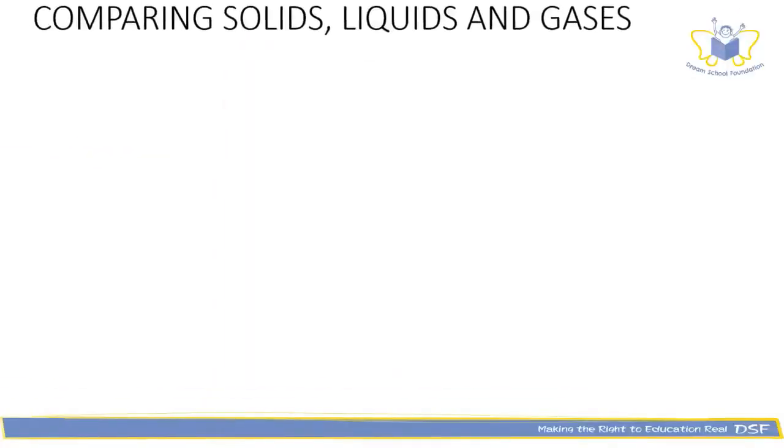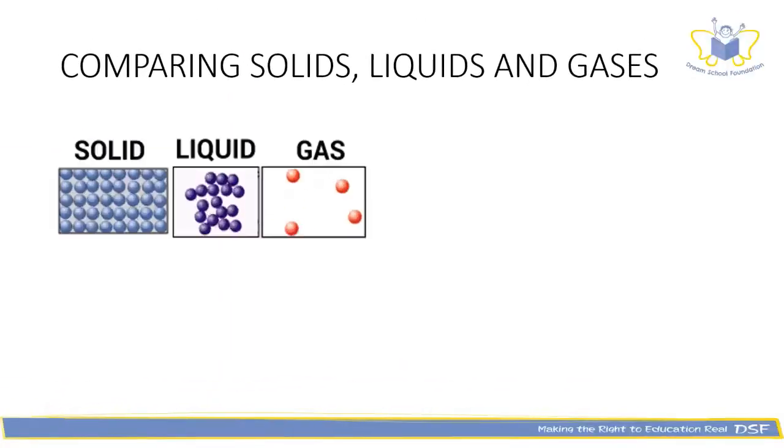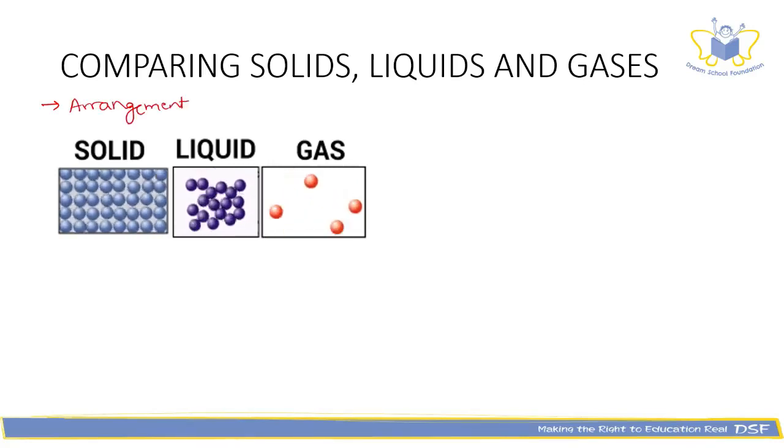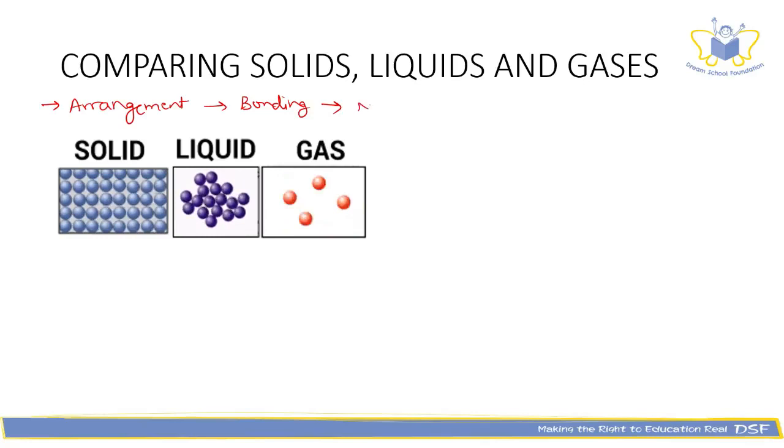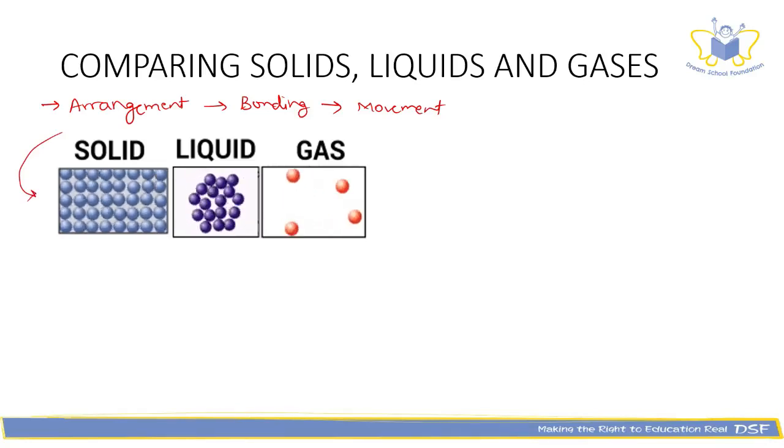It's time to compare solids, liquids, and gases. The three states of matter exhibit different properties because of the following reason. The first and foremost is the arrangement of particles in these states. The next one is the bonding of the particles present. Then the movement of these particles present in each state. Based on these, the solids, liquids, and gases have different properties.